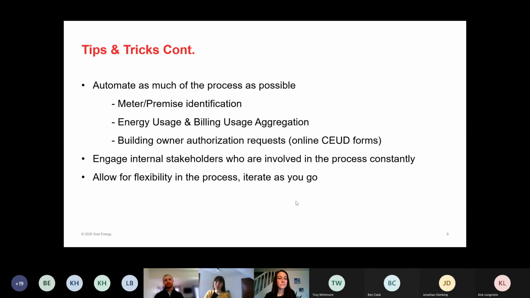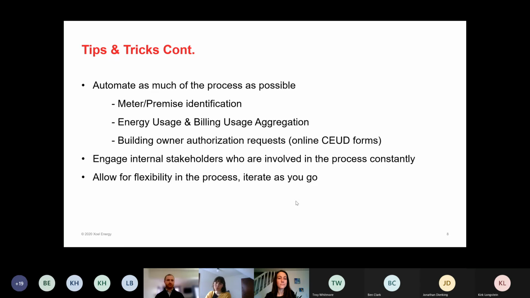And engaging internal stakeholders who are involved in the process constantly has been a big thing for us. With Xcel, we have a few different departments that work in our process, so we're constantly engaging with them just to keep them updated on how our queue is filling up, what the quantity is looking like, what our workload is looking like, and making sure that all teams are reading the same sheet of music so that the process runs smoothly.